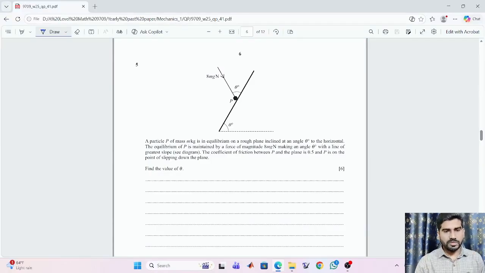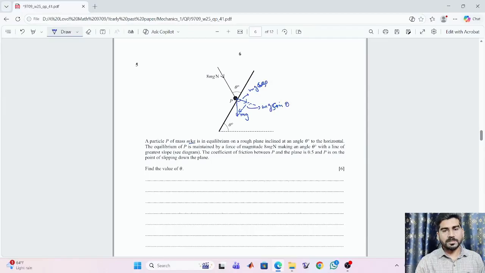First we need to see what the forces are. The weight will be mg, since its mass is given as m. We can resolve it into two components, parallel and perpendicular to the plane. This component will be mg sine theta, and this will be mg cos theta, which is adjacent.